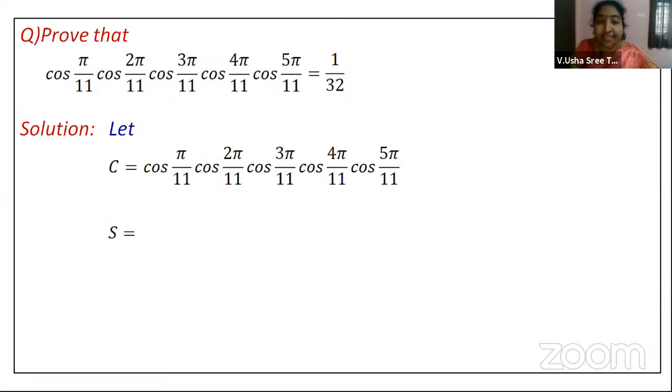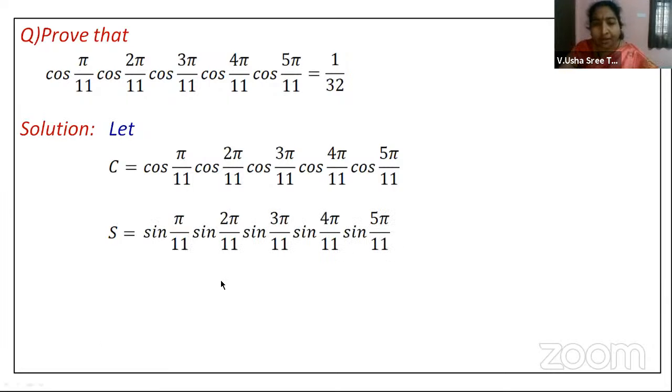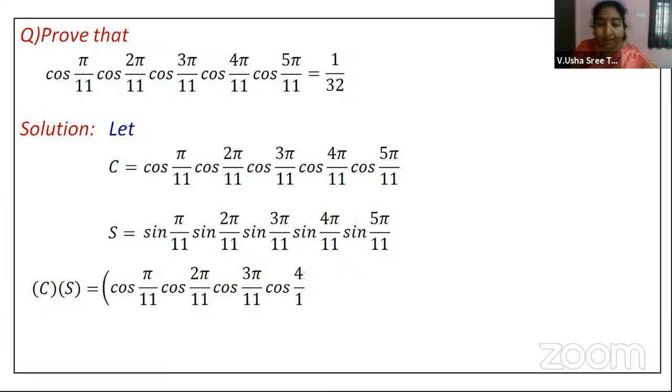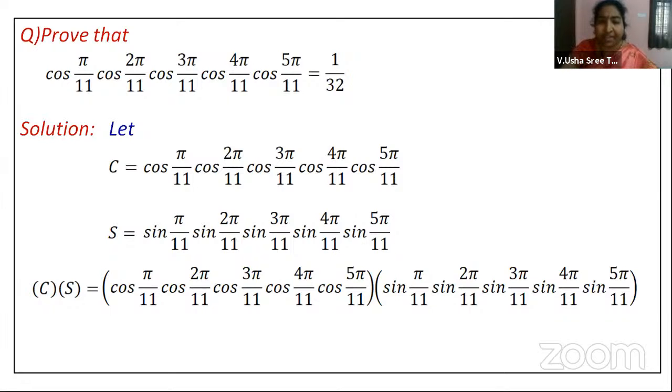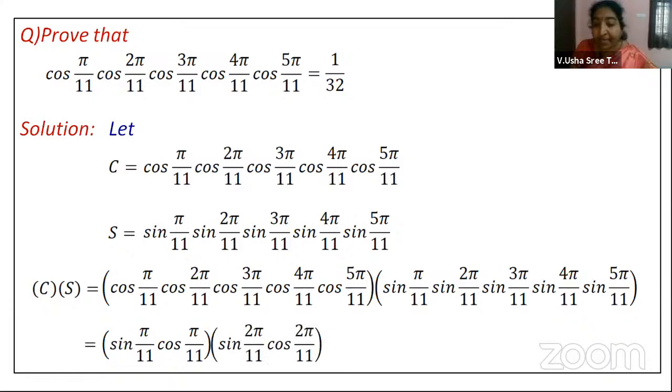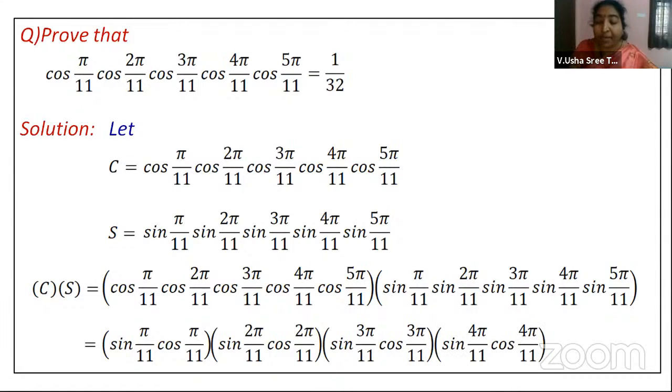Then we will consider S, such that we will get all the sine terms with the same angles. Okay, we are just taking this for our convenience, right? And C and S, we will try to multiply, children. C into S. When we multiply, we are just writing C and S, that's it. Then we will rearrange the terms. We will write it as sine pi by 11 cos pi by 11, sine 2 pi by 11 and cos 2 pi by 11, sine 3 pi by 11 and cos 3 pi by 11, sine 4 pi by 11 and cos 4 pi by 11, and sine 5 pi by 11 and cos 5 pi by 11.